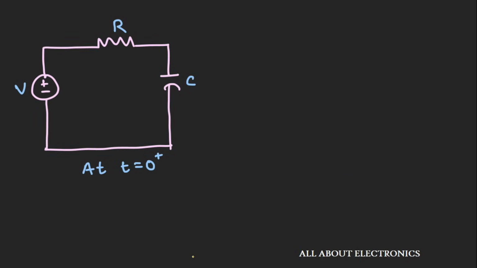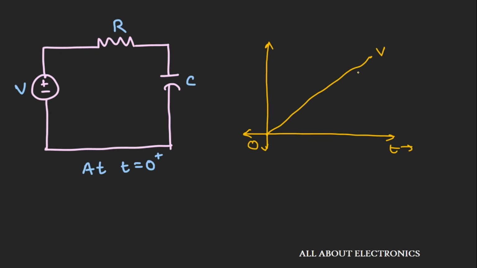Intuitively, as this voltage V is applied across this RC circuit, the capacitor will start charging. At time t equals 0, there will not be any charge across this capacitor, and as time progresses, the capacitor will start charging up to the voltage V. Now let's find out how this capacitor is getting charged up to this voltage V. It could be linear, or exponential, or of any other form.